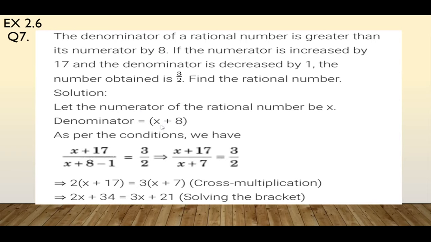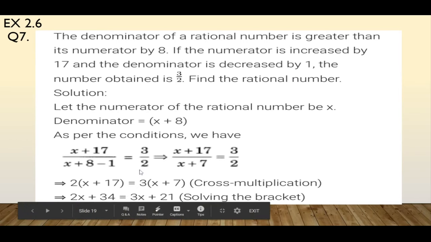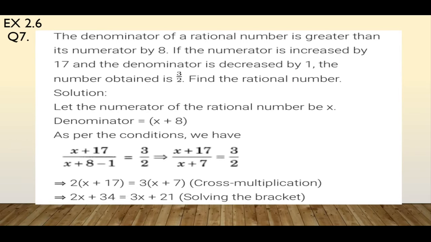Now, since you know that numerator and denominator can be written as fractions, according to the condition which is given, they are increasing the numerator by 17. The numerator was x. So it will be increased by 17 and it will become x plus 17. And what about the denominator? They are decreasing it by 1. So it will be x plus 8 minus 1. And what is the number obtained? It is obtained as 3 by 2. So it is equal to 3 upon 2.